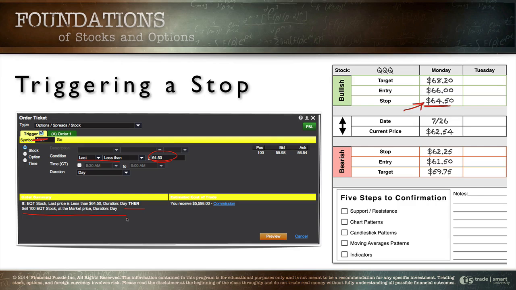Now, if you choose to set it up with a stop order, it's the exact same thing. But as soon as the order is filled, you can turn right around and set that stop, Larry, and you can trigger it exactly the same way. Does that make sense? Did I answer your question?